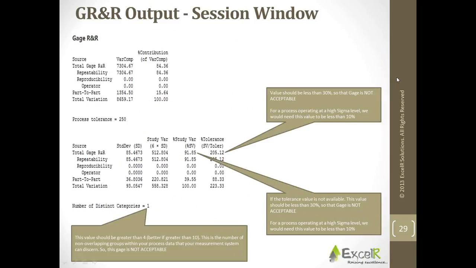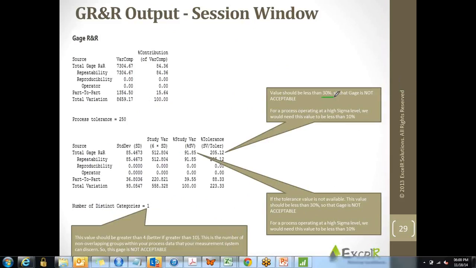But Anuj, how come you say 205 is less than 30%? But 30% of what? That's what I'm trying to ask. This is percentage tolerance. Already these values are in percentage terms. But then this is 205%. You need to divide this by 100, is it? This is 205.12%. This is already calculated in percentage terms.